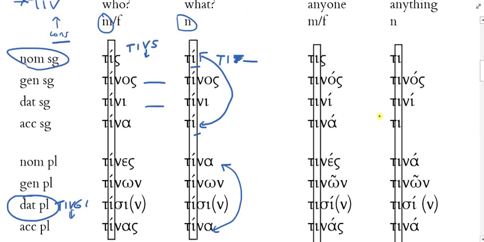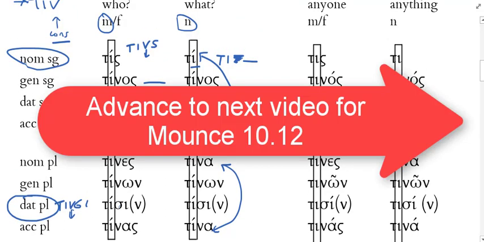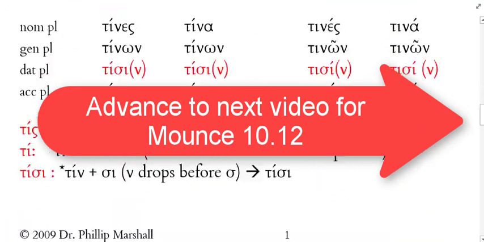Now, if you go to Mounce 10.12, we'll talk about that here.